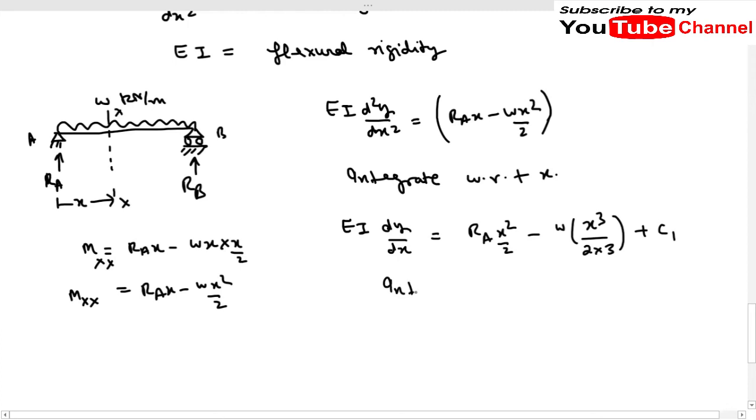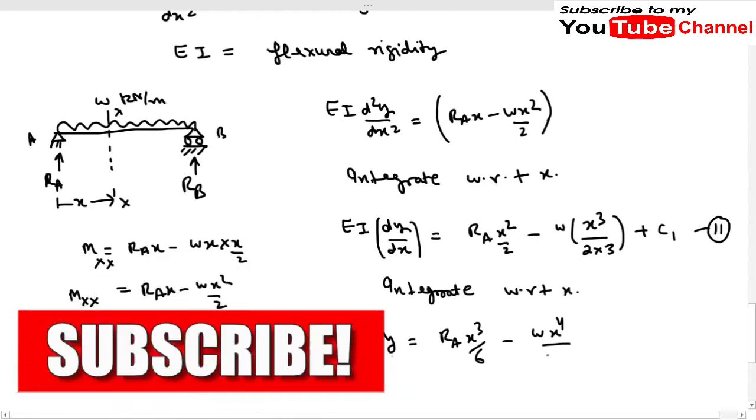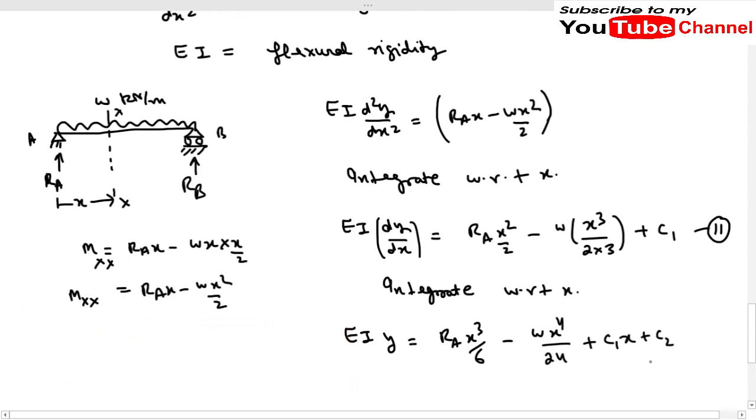Let us name this equation as 2. Now we will integrate this equation number 2 with respect to x. After integrating, dy by dx becomes y, and it will become RA x cube by 6, and here we will get W x to the power 4 by 2 into 3 into 4, which is 24, plus C1 x plus C2. Let us name this equation as the third equation. So this is our third equation.